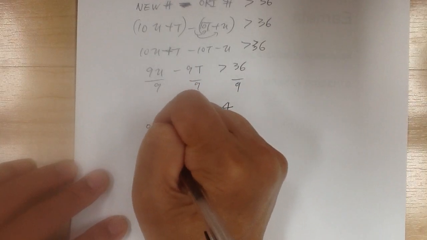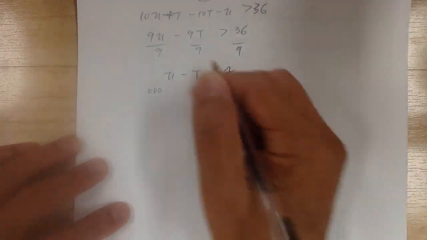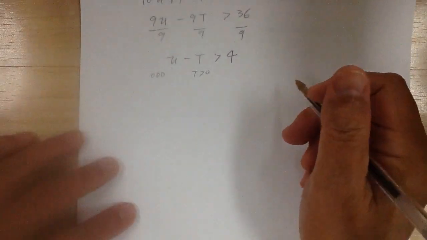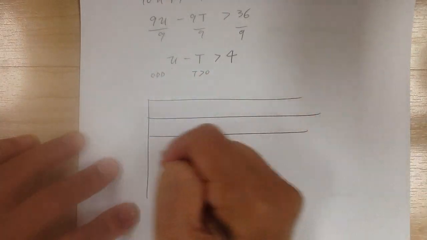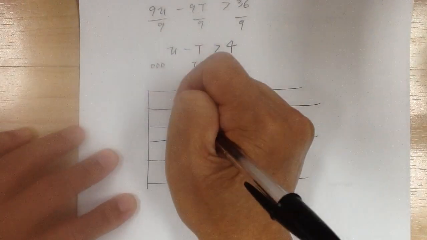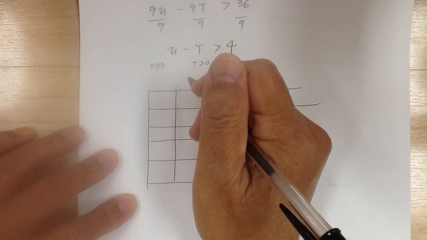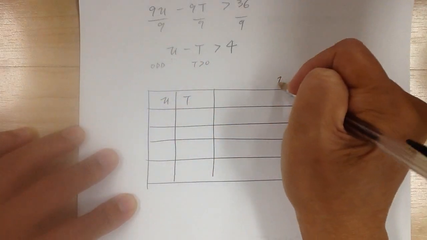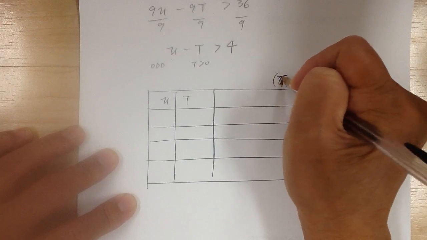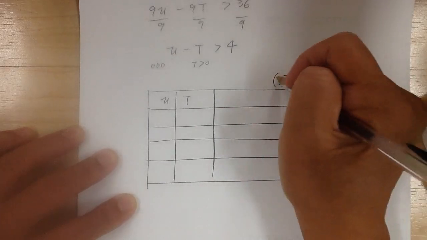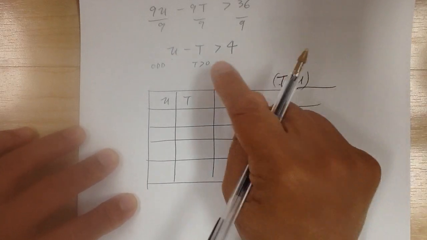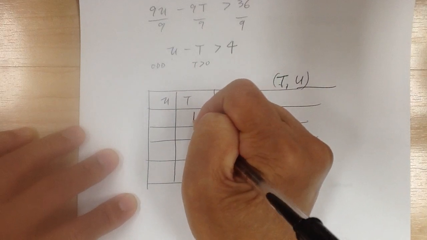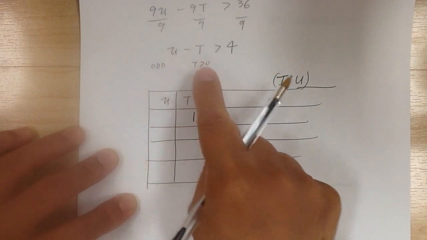Again, remember, u is going to be odd. And from here, we know that the tens digit cannot be equal to 0, so t has to be greater than 0. Okay, so let's go and make a table. I'm going to make the t and the u. I'm going to put tu because it looks more common. So first, t has to be greater than 0.